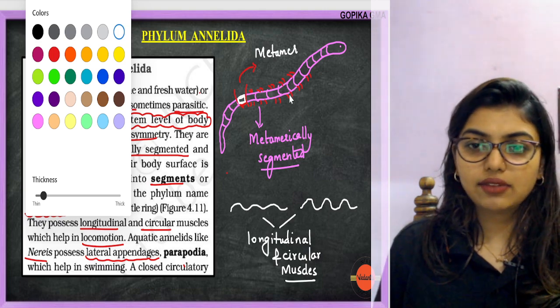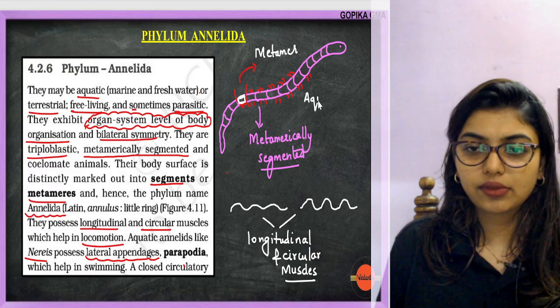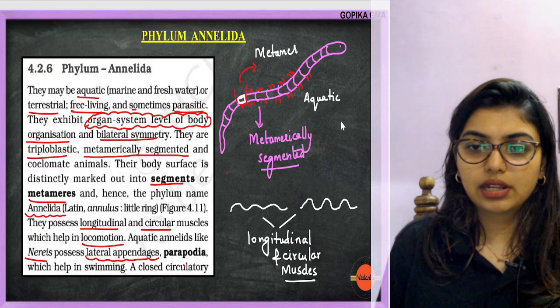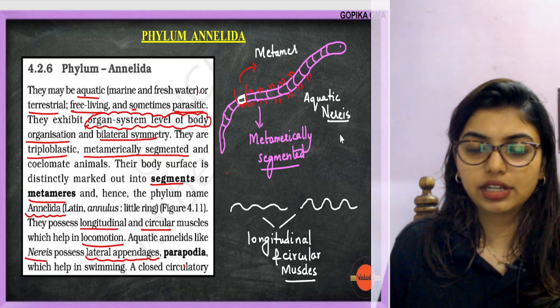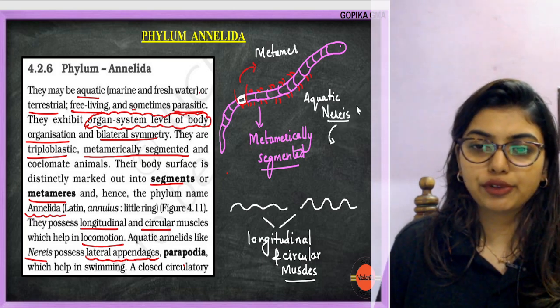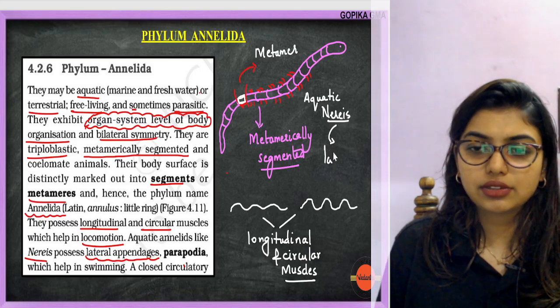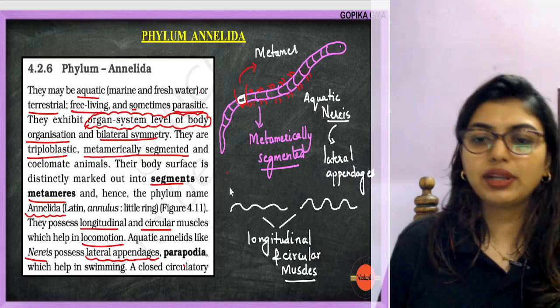In aquatic organisms, especially Nereis is given. This question will come from a NEET point of view and from both points of view. Aquatic Nereis will have lateral appendages, which help them for movement as well as swimming.